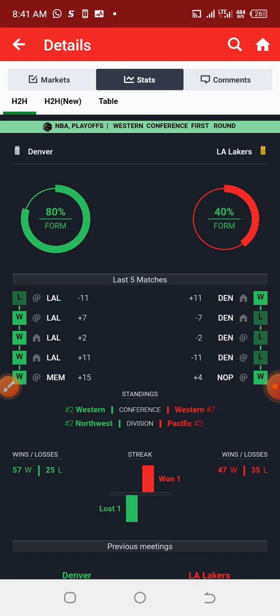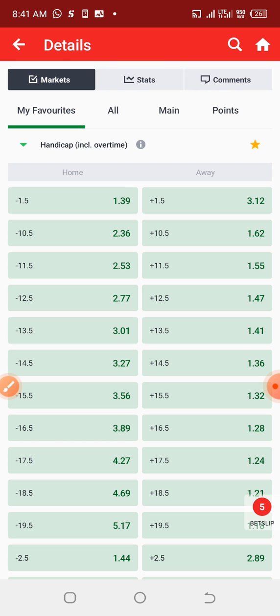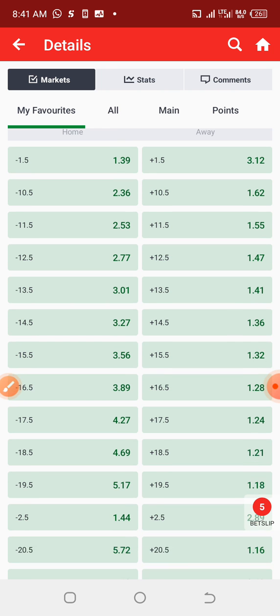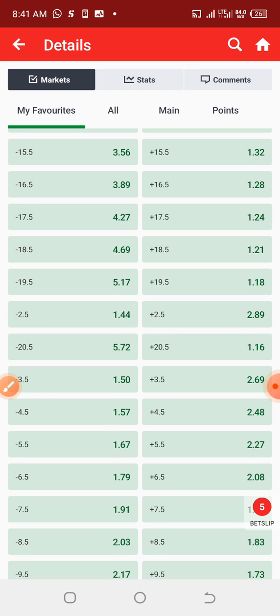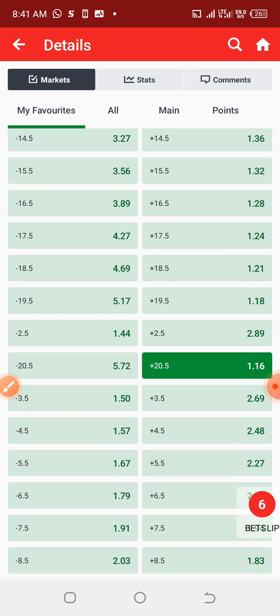So now let's check the market. I'm going for the away team and I'm going to be supporting the underdog in this particular market because their point spread is kind of on the favorite side. Okay, fortunately for us, we are able to have a point spread of +20 for the away team. Actually, I'm going for this because checking their last 5 games, please make sure you are noting this.